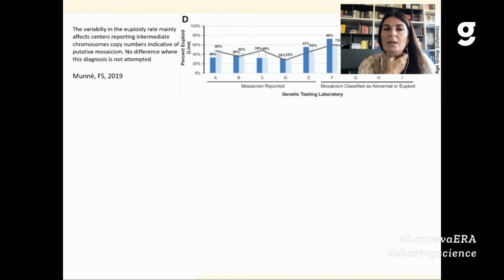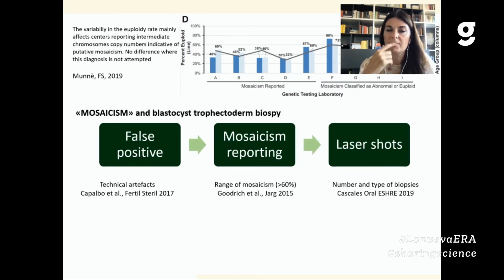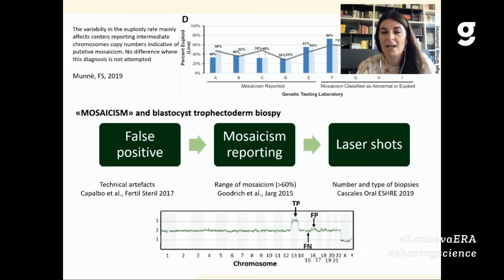But what I would really like to explain is that the variability in euploidy rate between centers is mainly due to the mosaicism reporting. The more mosaic you report, the fewer embryos will be available for the patient, and this is very clear. So mosaicism, it's a very difficult aspect to deal with.